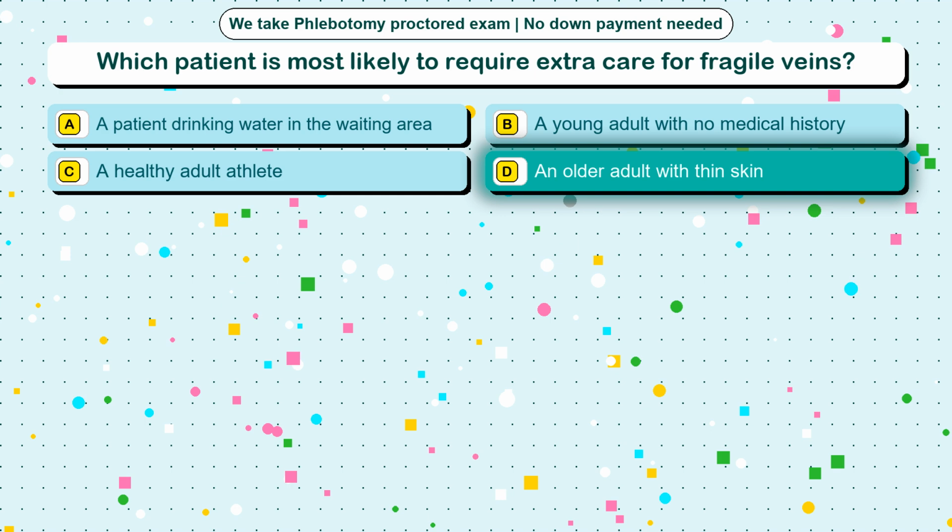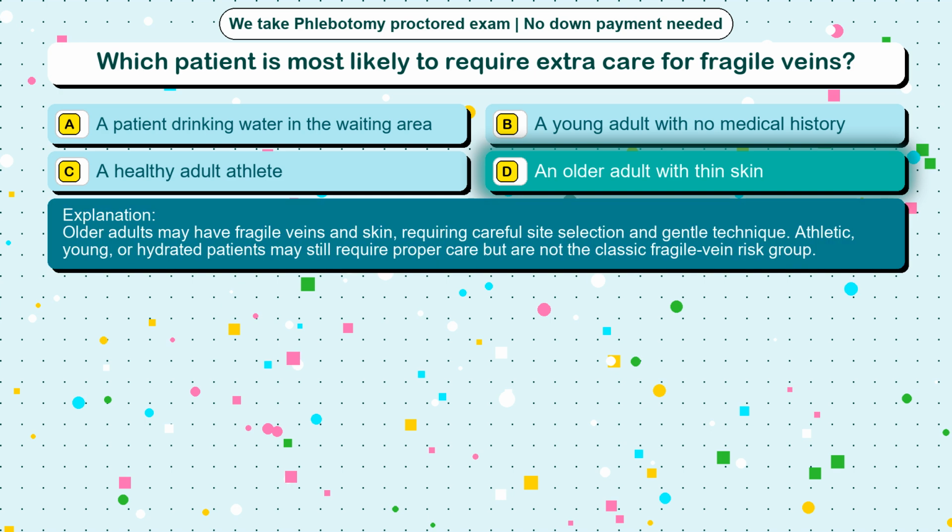An older adult with thin skin. Older adults may have fragile veins in skin, requiring careful site selection and gentle technique. Athletic, young, or hydrated patients may still require proper care but are not the classic fragile vein risk group.